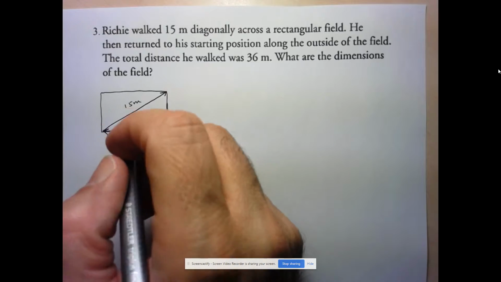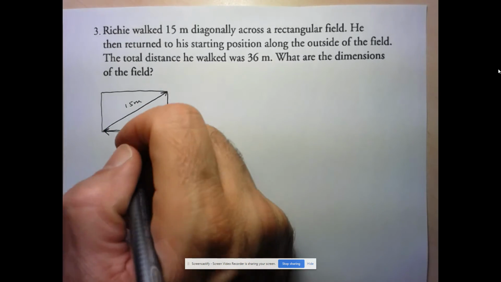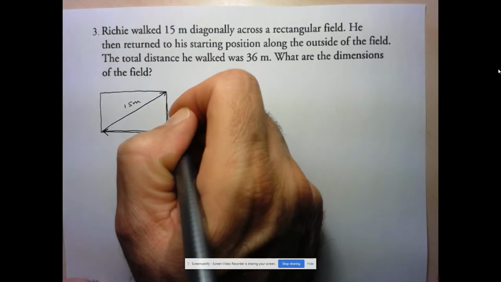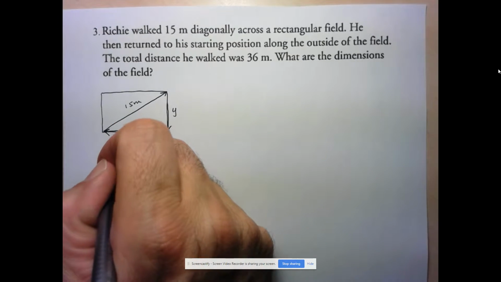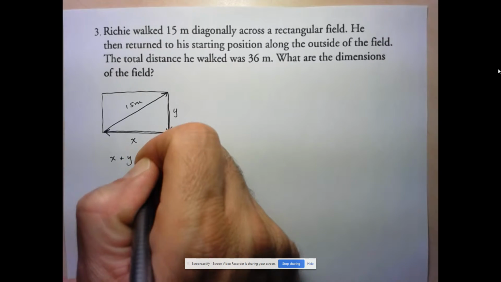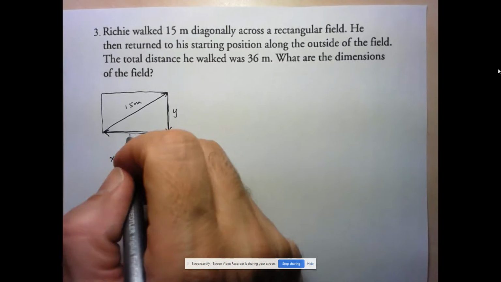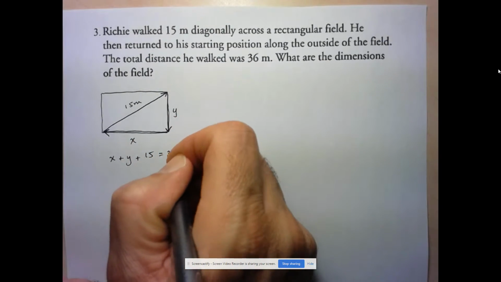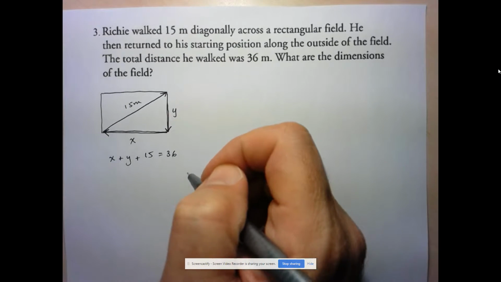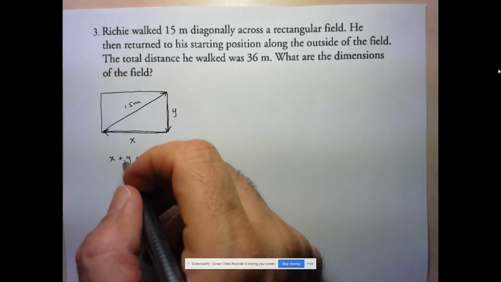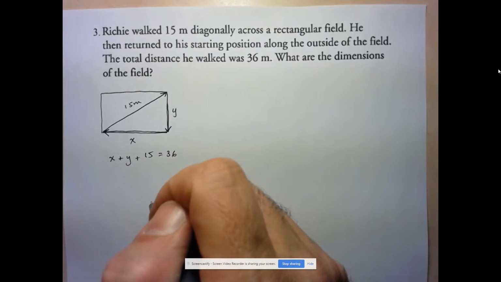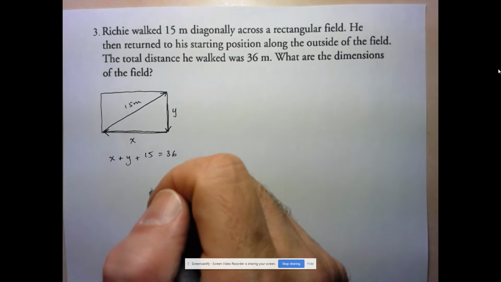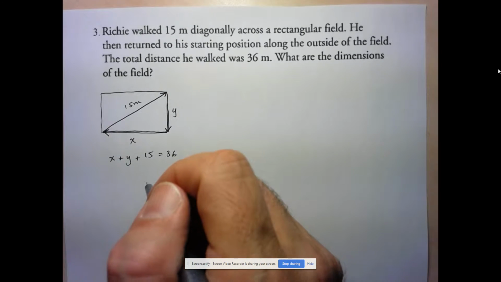So I'll give these names. I could call them length and width. I'll call them x and y just to use something a little different here. And what I know is that x plus y plus 15, the whole path that he walked, is equal to 36. But this is an equation with two unknowns, so I can't solve for x and y when I've got these two unknowns in that one equation. So that means I'm going to need a second equation. I'm going to solve a system.